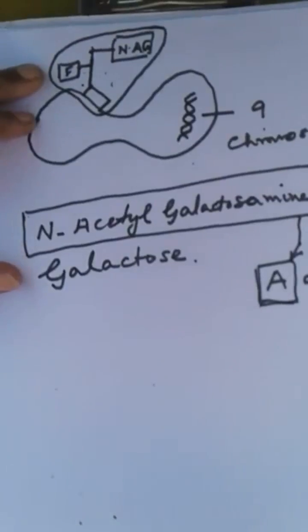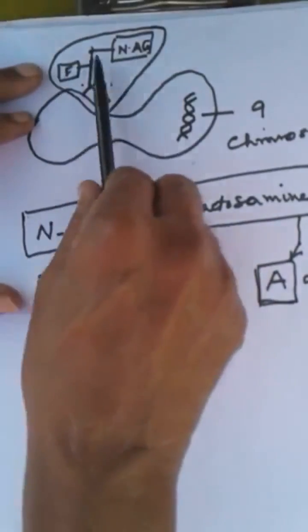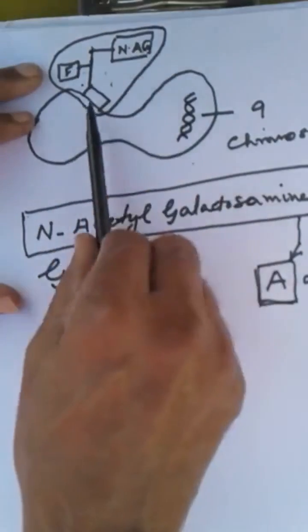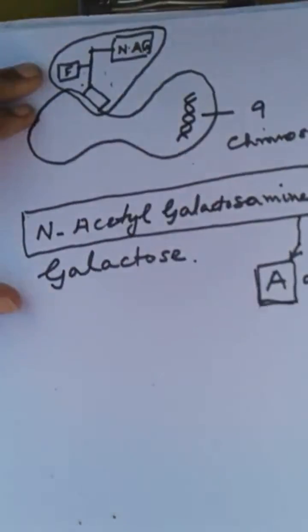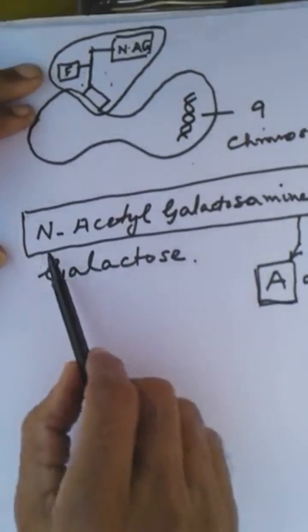So, in the red blood cell of all the A group persons, all these three substances are appearing on the surface of the red blood cell of that person. That is A.